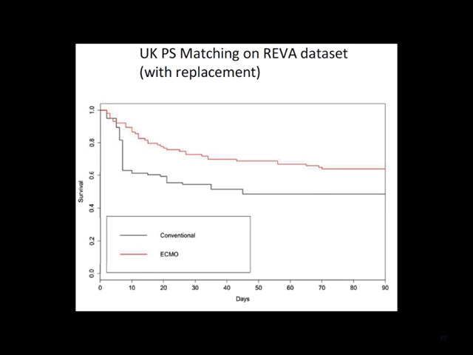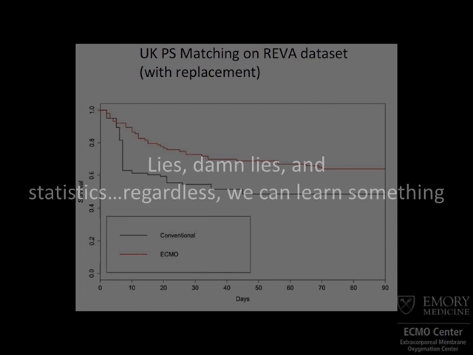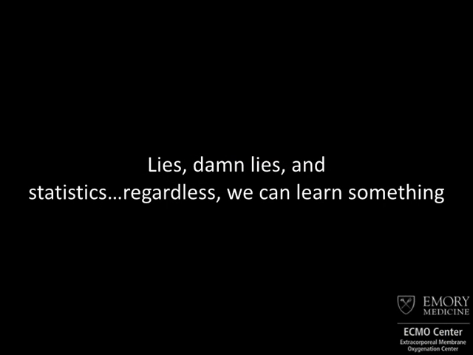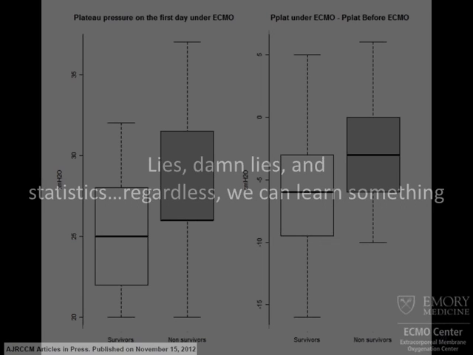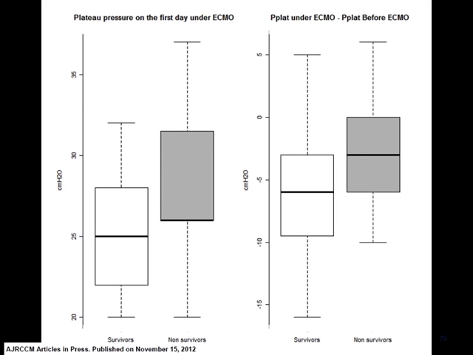So I don't know what the truth is here. I don't think anyone knows what the truth is. I think we can say what we're dealing with right now are lies, damn lies, and statistics, as Mark Twain would say. But I would say that we learned something from this. And what we did learn from the REVA group was this. Essentially, what you do when you're on ECMO matters. So for their survivors, they had much lower plateau pressures than those that did not survive when they were on ECMO therapy.